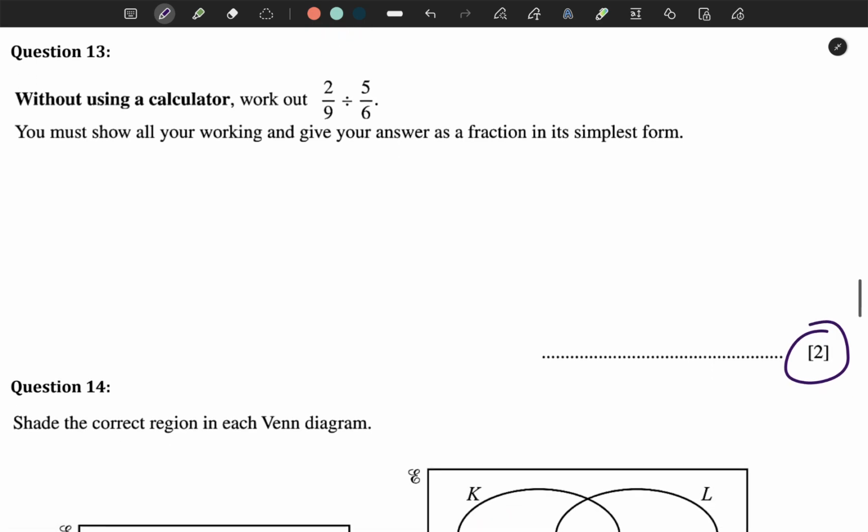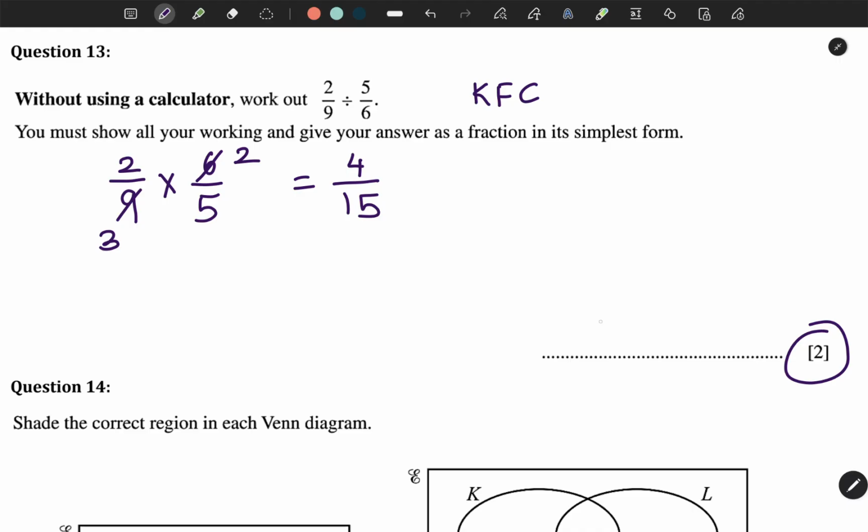Next question about fractions, and we have 2/9 divided by 5/9. When it is a question of division of fractions, we can do KFC. Keep the first term, flip the second term and change the sign. So we first keep the term, flip the second one. So flipping the second one and changing the sign, we get this. Now 3 times 2 and 3 times 3, which gives us 4/15 as the answer, which is a very simple 2-marker question.